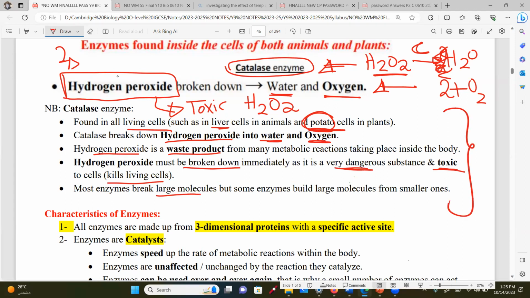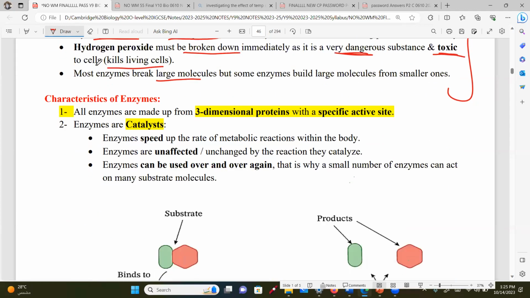Any question? I don't want to move quickly. Is everything clear? Can you give us an example for building large molecules from smaller ones? Very good. Very smart question. Now, if I add amino acids together, my dear, what will I build? Protein. This is one example, working in the opposite direction.